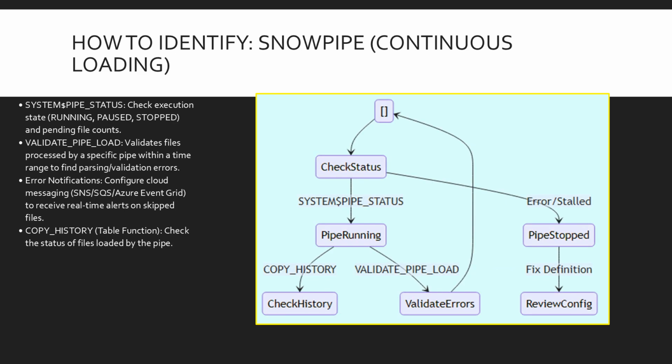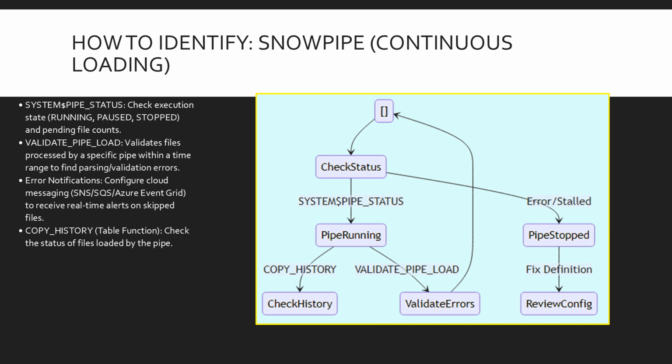Troubleshooting Snowpipe requires different tools because it runs in the background. Start with system$pipe status to see if the pipe is running or stalled and if files are pending. If files are failing, use the validate pipe load function. It works like the standard validate function but scopes results to a specific pipe and time range, revealing exactly why files failed. For proactive monitoring, configure error notifications to push alerts to your cloud provider's messaging service whenever a file is skipped due to errors.